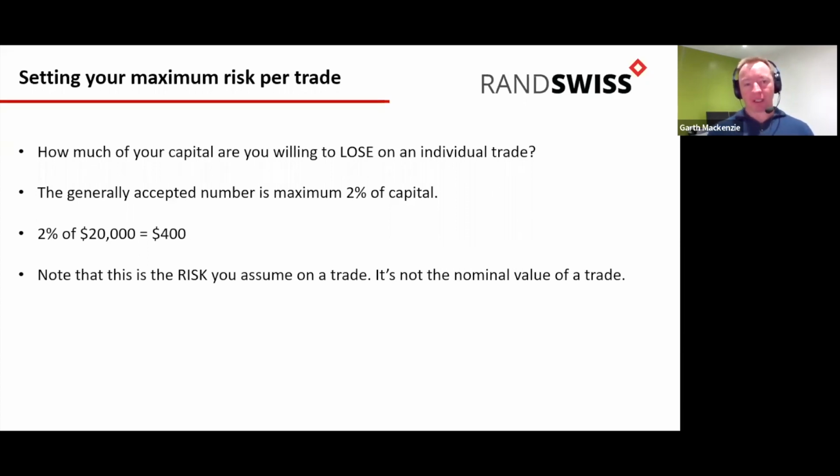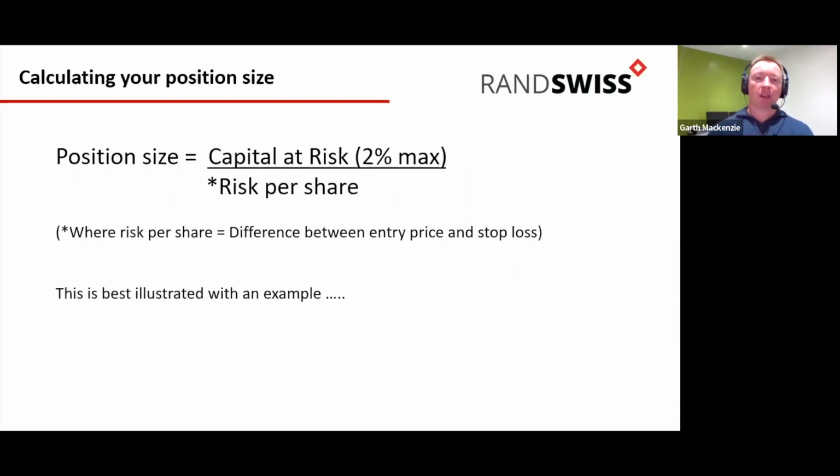Note also what I've said at the bottom there: this is the risk that you assume on an individual trade. It's not the nominal value of a trade. It's the amount that you would actually lose when you put a trade on and it goes wrong or gets stopped out. It's not the value of a trade. I'll show you this in some examples in a moment so that it becomes clearer.